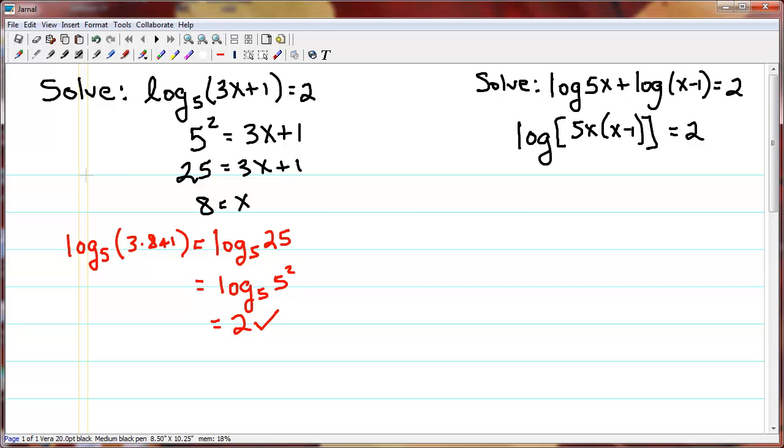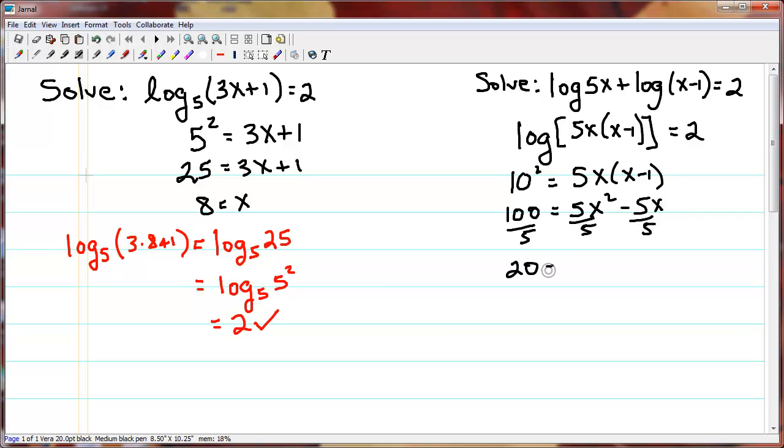Now we convert this to exponential form. Remember, this log is a base 10 log, so we get 10 squared equals 5x times x minus 1. When we expand this out, we have a quadratic equation. Now we can divide this equation by 5 to reduce the numbers. And remember, for quadratic equations, we want to set equal to 0 and try to factor them. Or if we couldn't factor, we could use the quadratic formula.